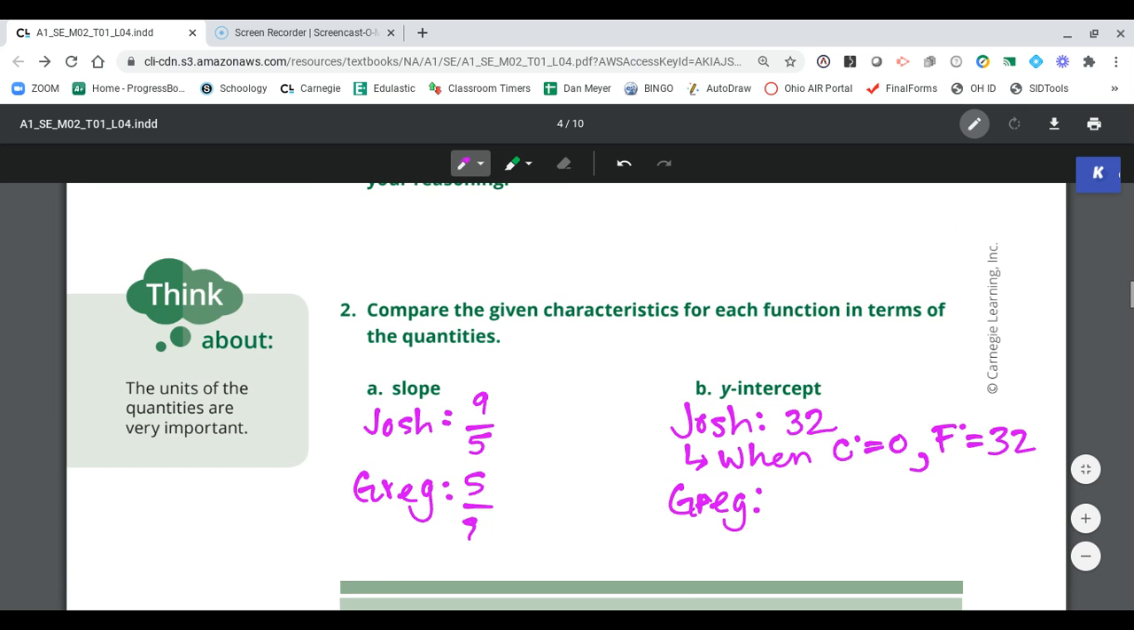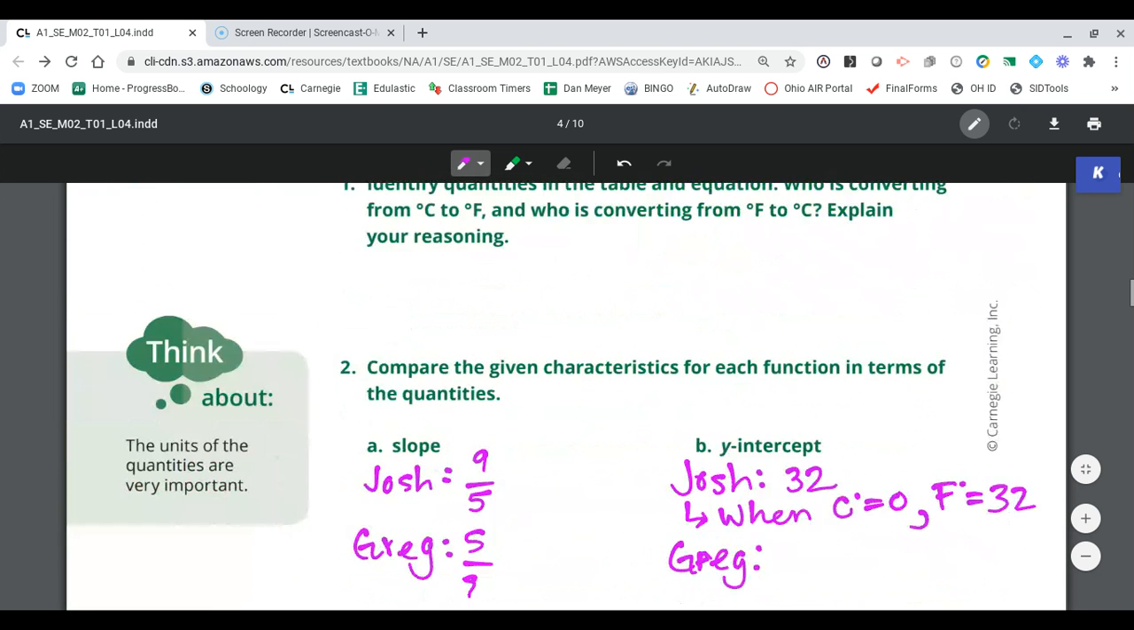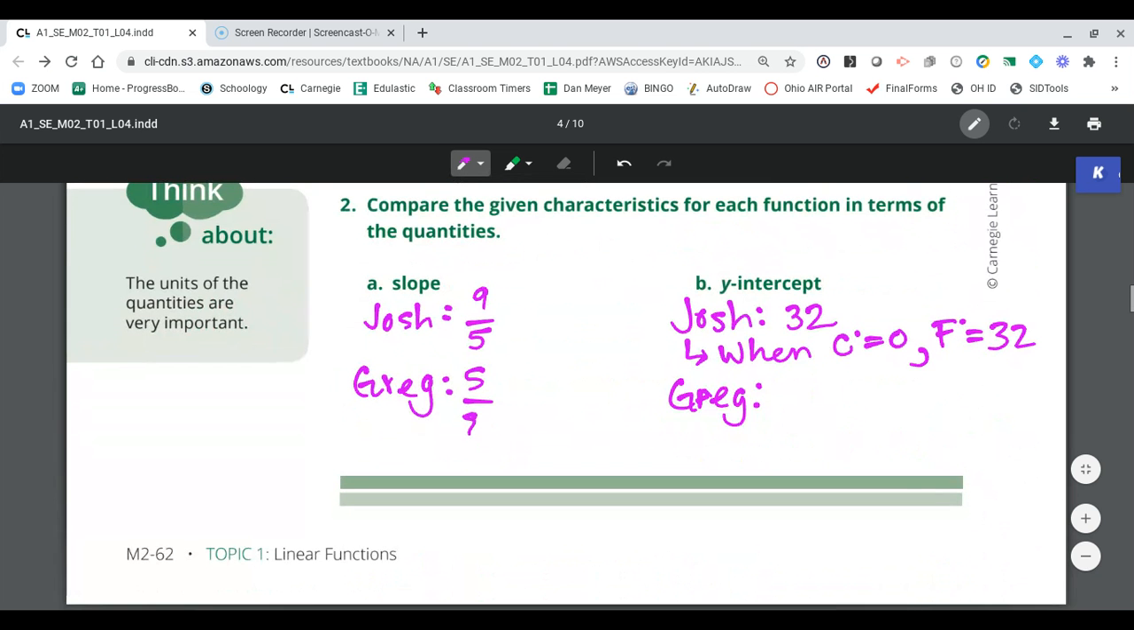And then Greg is a little trickier again, and I'm going to give you what his is so you can get it into your workbook. Greg's y-intercept, if you were to extend your table, is negative 17.75. And what that means is when Fahrenheit is 0, Celsius is negative 17.75. So that would be like Greg being on the phone with Josh and saying it's 0 degrees here. And Josh would say, okay, well, what is that? He'd plug it into his equation and he'd figure out that that means about negative 18 degrees.